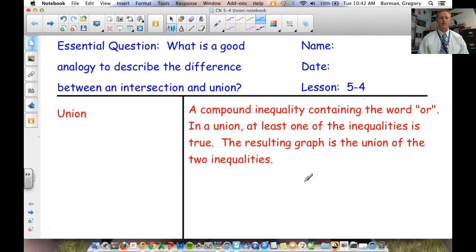All right, ladies and gentlemen, we are talking about 5-4 again today, but this time we're breaking it up into part 2. Yesterday we talked about the intersections. Today we are talking about the unions.